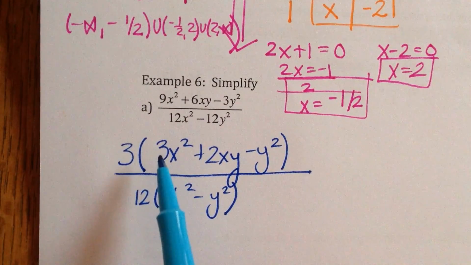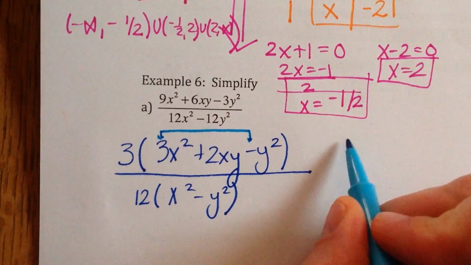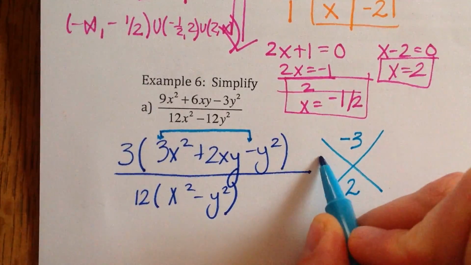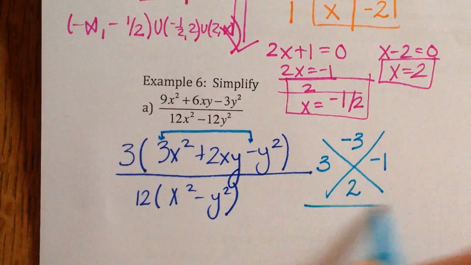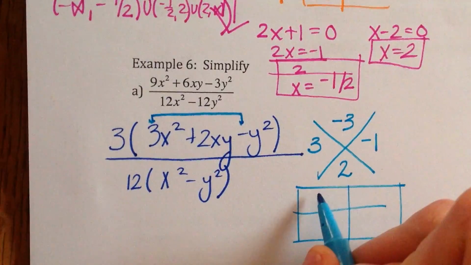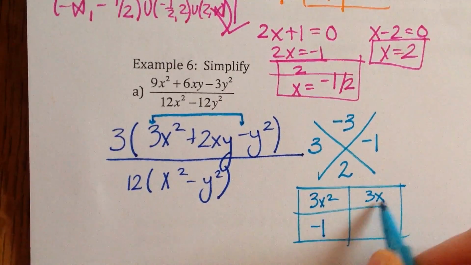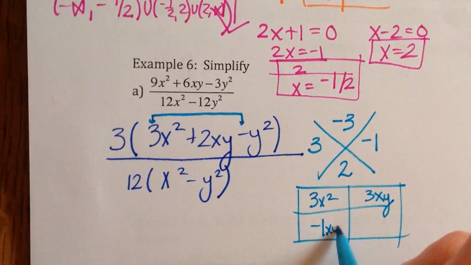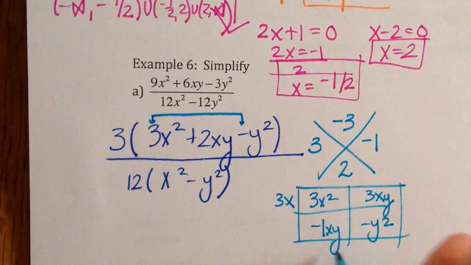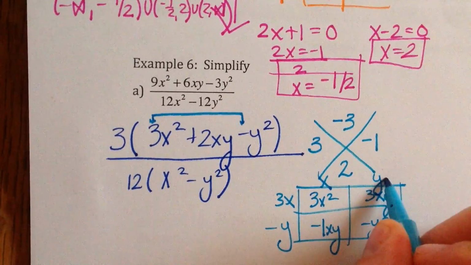So here, a is greater than 1, so I'm going to multiply a times c. So I'm looking for factors of negative 3 that sum up to positive 2. So I'm looking at 3, negative 1. I make my box. I'm going to have 3x squared, 3xy, negative 1xy, and negative y squared. GCFs: 3x, GCF x, GCF negative y, GCF y.